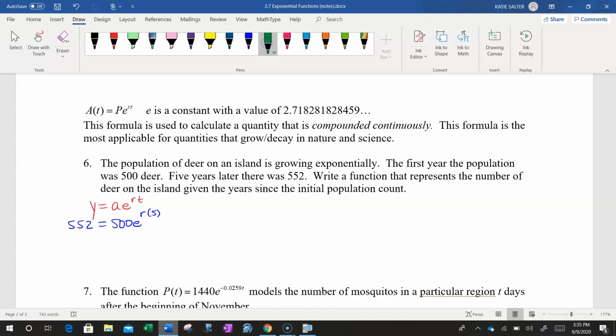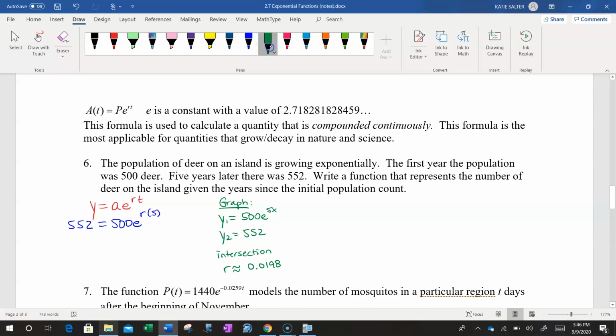So there are 2 ways we can do this. One is we can do it graphically. What we would do is in y1, we would put 500 e to the 5x, and then in y2 we put the other side of our equation, 552. Now remember, in this case, x is representing an extremely small number because it's the rate.